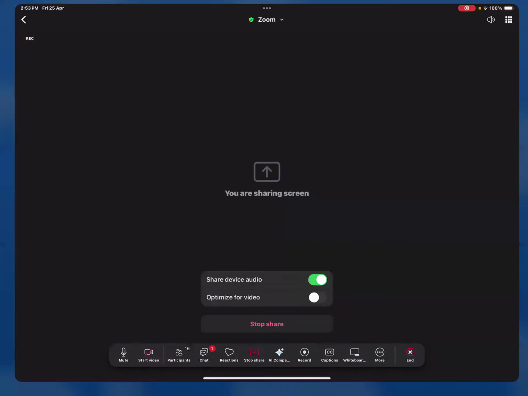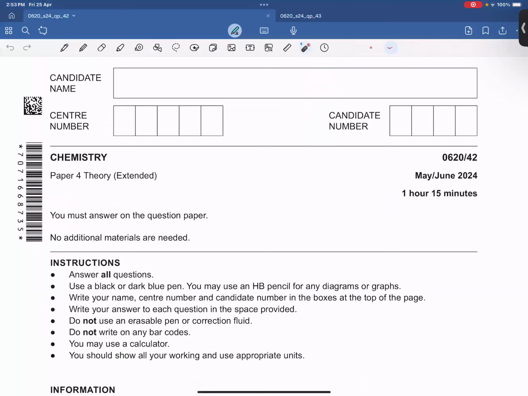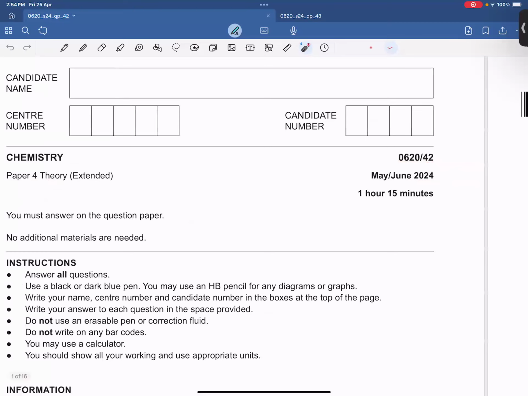All right, let's start the paper. It's IGCSE paper 4, May-June 2024, variant 42.